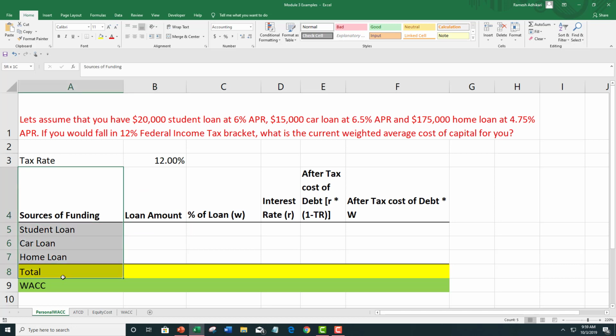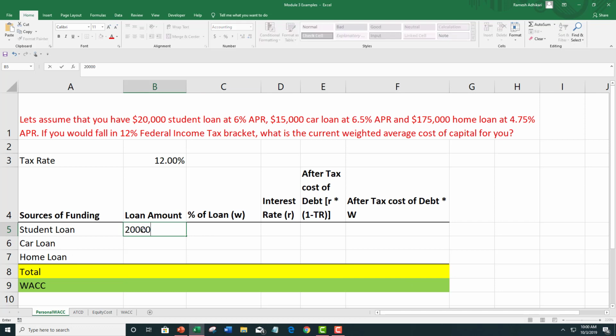Sources of capital in my first column, then the amount from each source, and I'm going to calculate percent of loan from each source, and the interest rate from each source, and after tax from interest sources, and then multiply after tax cost of debt by this, and then finally find the weighted cost of capital. So for example, the student loan is 20,000, right? So it's going to be 20,000. Similarly, your car loan is 15,000. And your home loan is 175,000, right? So that is your loan from each source, and you can sum this all, and that gives you your total loan amount. That would be your first step.